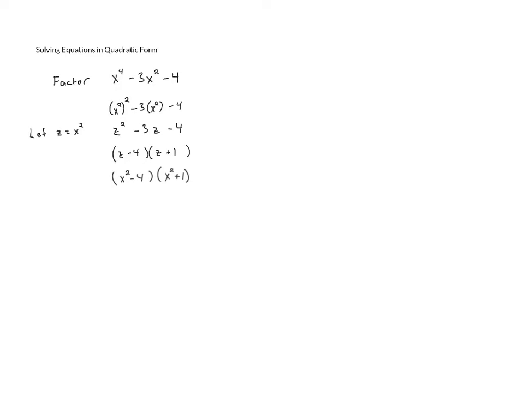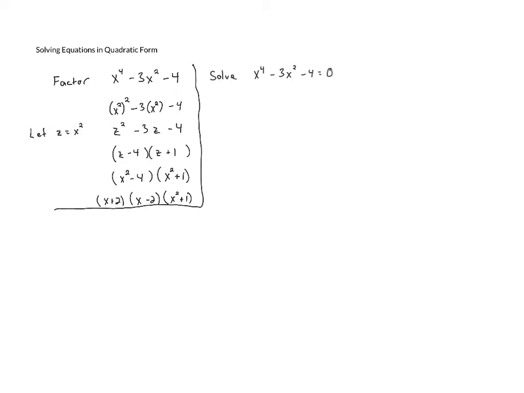And we can go even further here. X squared minus 4 is a difference of squares. So that can be broken down into x plus 2 times x minus 2, and then x squared plus 1. This is something that we have already seen before. We've already used these z substitutions to factor polynomials in quadratic form. But instead of factoring today, our goal is actually going to be solving. We're going to want to solve an equation that's in quadratic form.